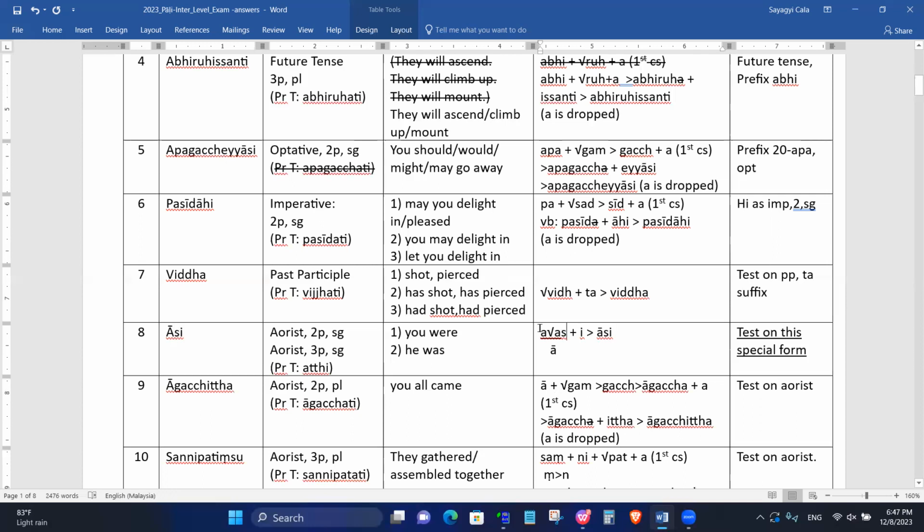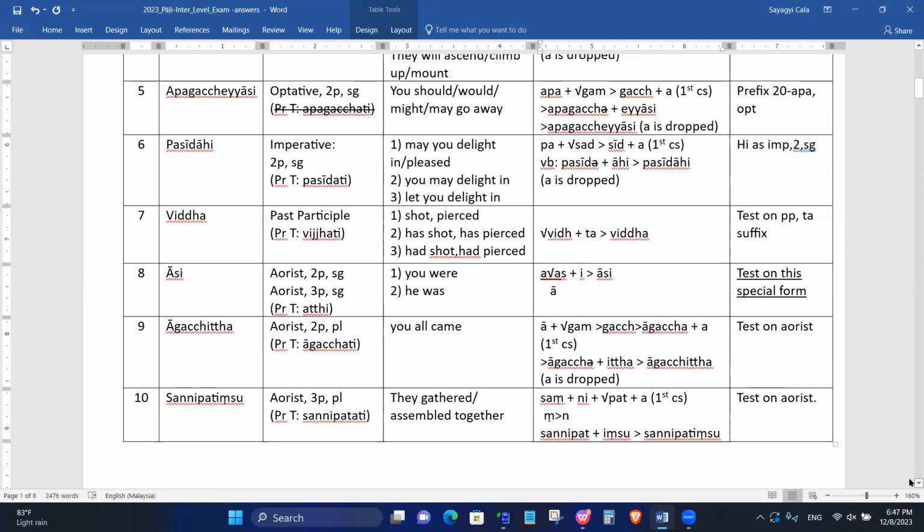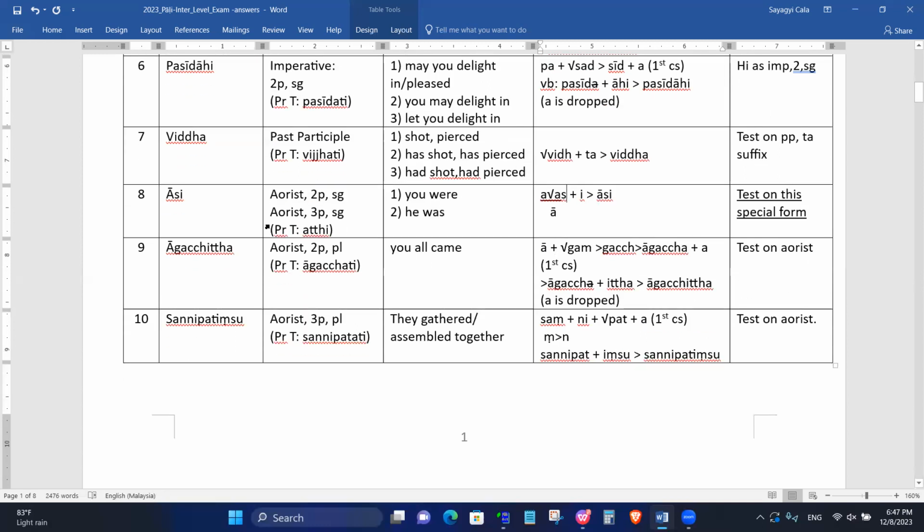As, and then because it's aorist, you put the a. So a and a combine to become long a, and then plus i verbal termination. So yeah, asi. So this is to test you on this special form. I think only half got it right, half don't know why it is. And then aorist, why is it? Because ita, okay? Ita is an aorist second person plural.